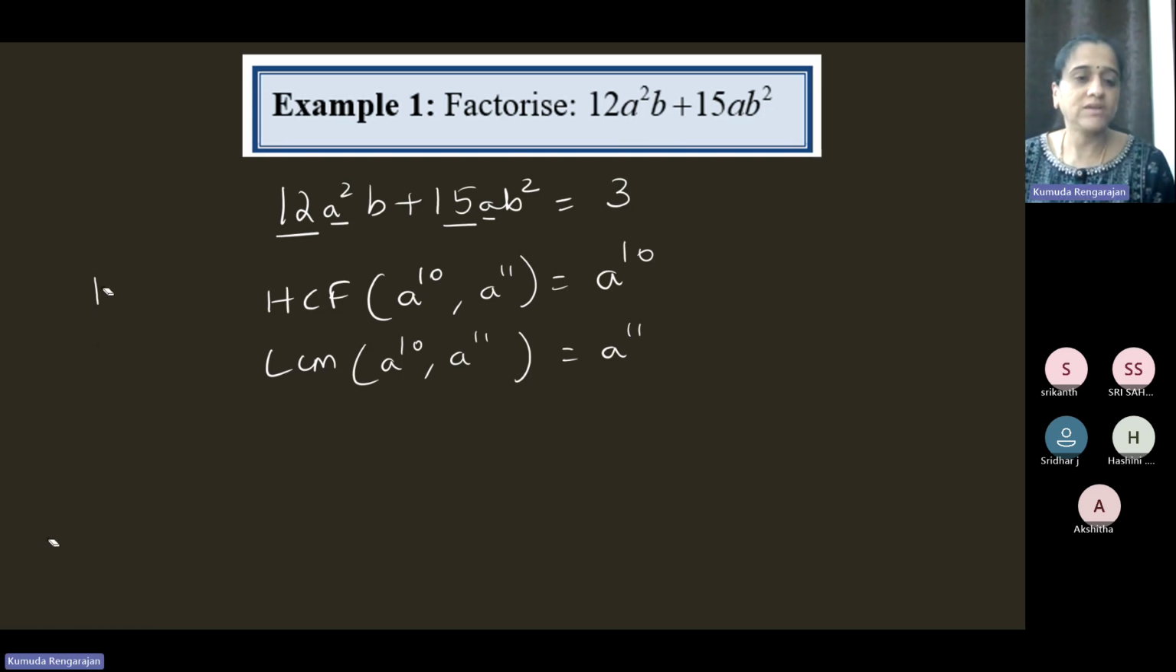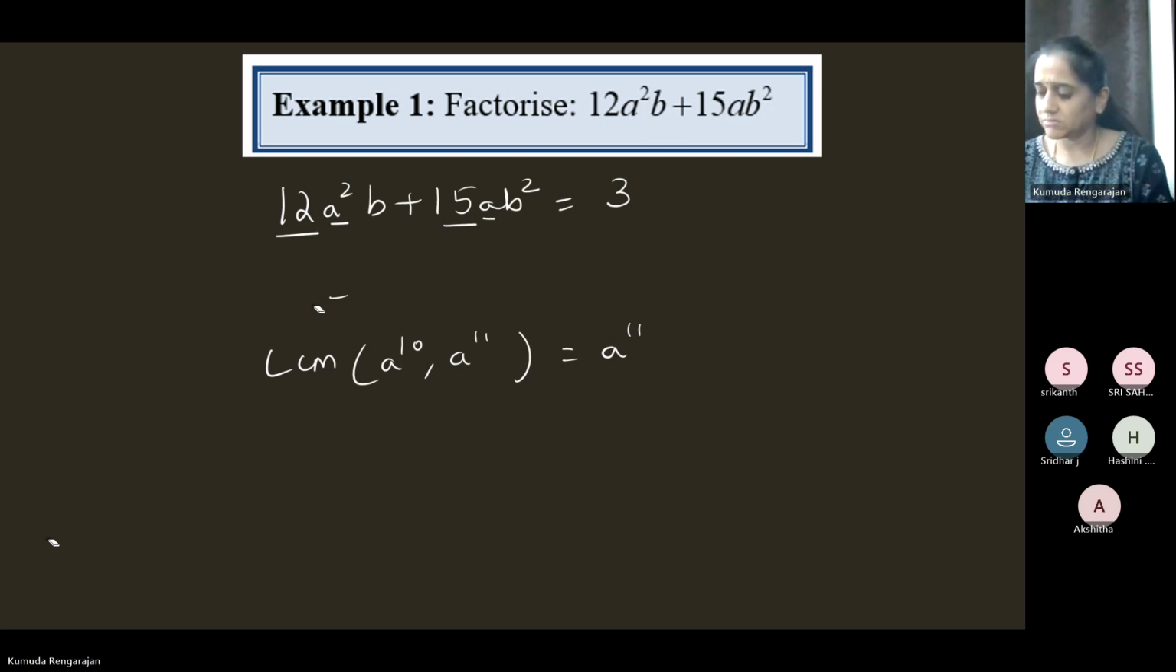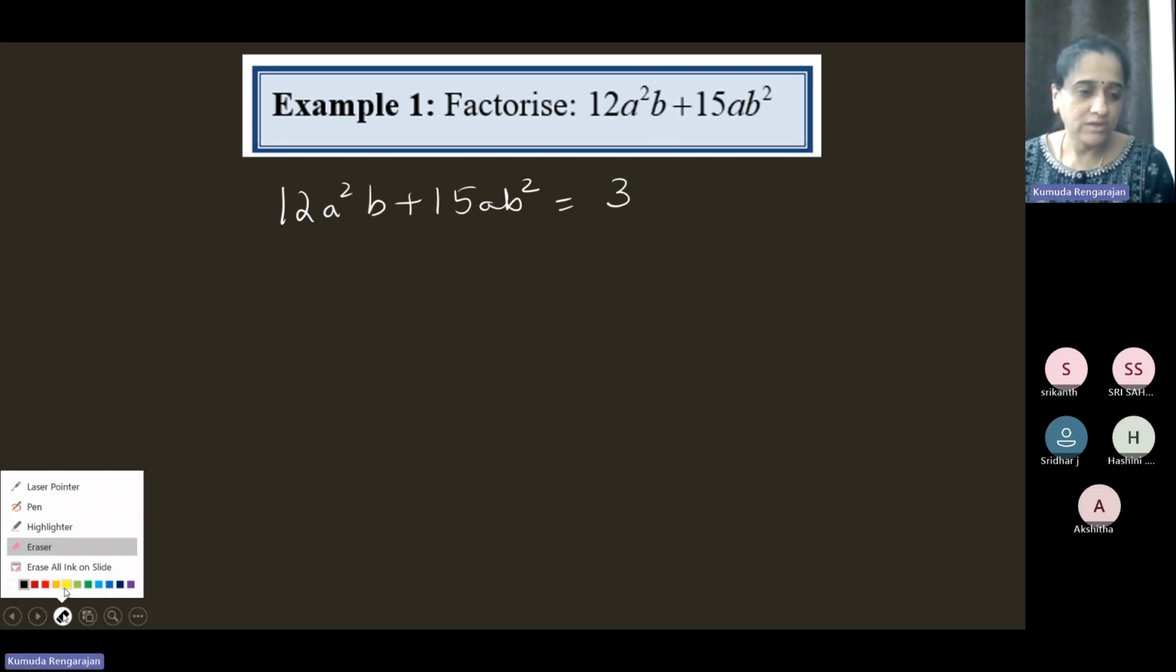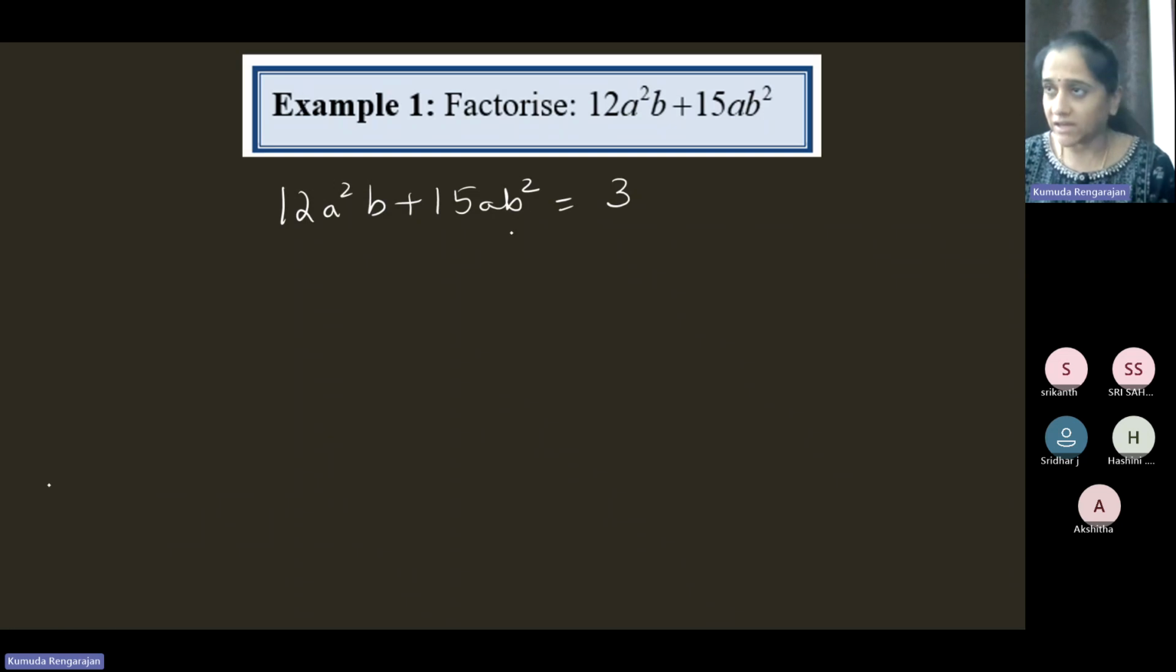So here, when we say take out the common factor, you'll have to identify the HCF. The HCF of 12 and 15 is 3. The HCF of a squared and a, least power, a. b and b squared, least power, b. This is the HCF, the expression which is common to both the terms, the highest common factor.